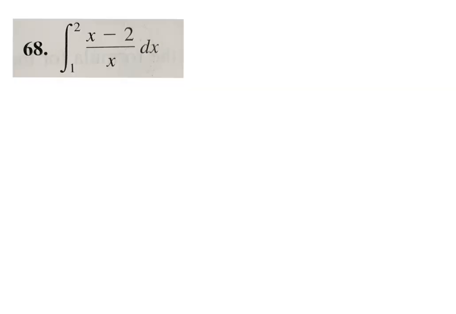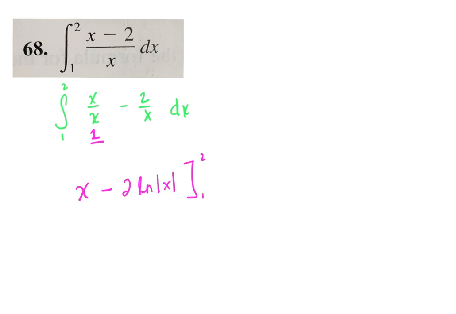So if you split this guy up, or use long division, whatever you do, it's the same concept. You have x over x minus 2 over x dx. X over x obviously simplifies to 1. So I have the antiderivative of 1, which is just 1x, minus the antiderivative of 2 over x, which is going to be 2 natural log of x. And I'm doing that from 1 to 2.